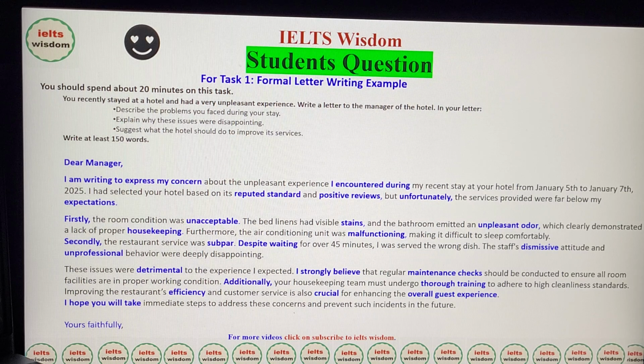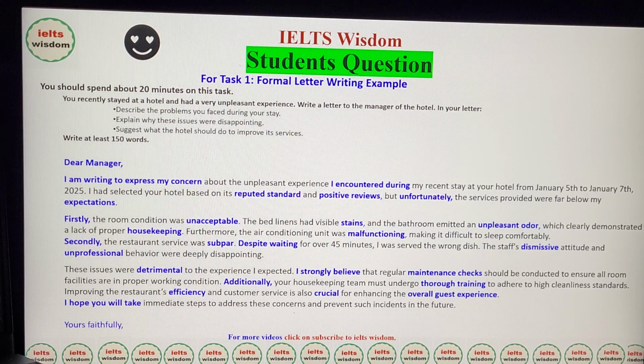What you always expect is that the room should be very clean, the bed clean without creases, the toilet clean, with all the accessories, towels, right? The bed linens had visible stains. So stains is again a vocab word. Visible stains, right? And the bathroom emitted, emitted is also a vocab word, I will definitely mark that blue, an unpleasant odor. Odor is smell. Unpleasant means not a friendly smell, a bad smell. Which clearly demonstrated a lack of proper housekeeping.